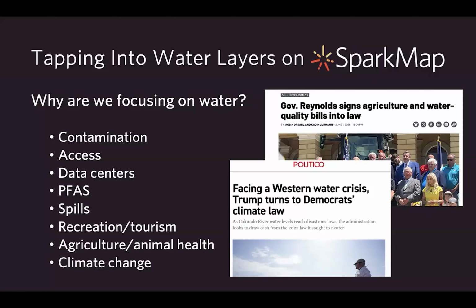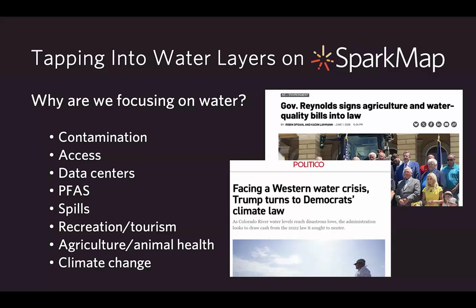We talk about water access. That's that other little screenshot that I have there around water crises, right? We know that there are problems in the western part of the country related to water availability in the Colorado River and usage and all of those types of things. Here in the Midwest, where we're located, people are talking about data centers and water usage and water contamination related to building and operating those data centers.